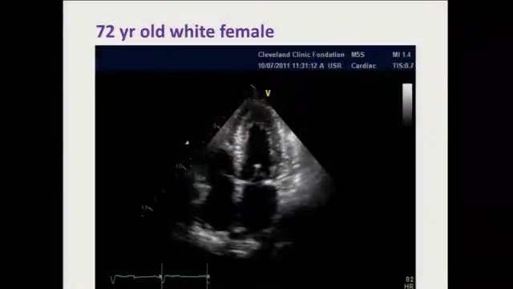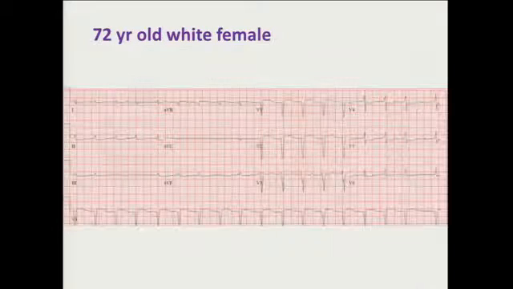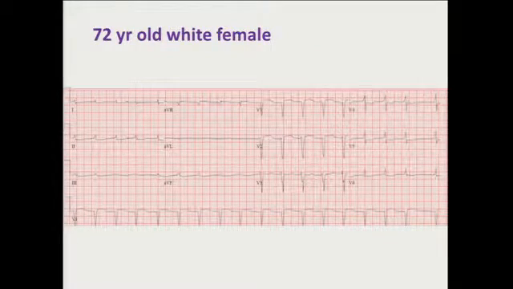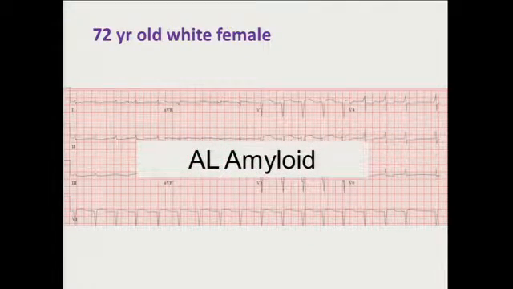This is a more subtle case, a 72-year-old white female with heart failure and atrial fibrillation refractory to ablations. In this case, the wall thickening is not as profound, but she has very little longitudinal motion, and the clue here came from the very low voltage in the limb leads and a pseudo-infarct pattern. She had AL amyloidosis as well.